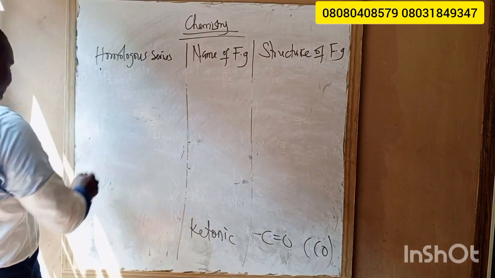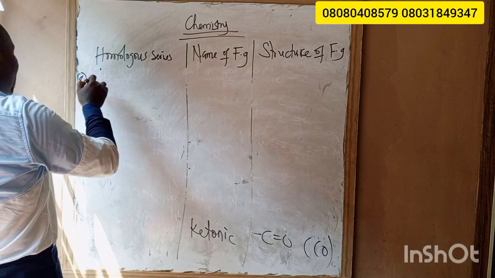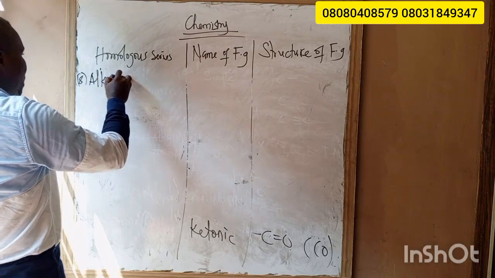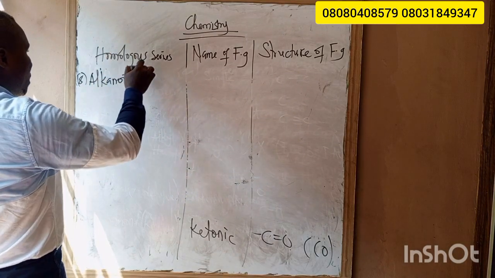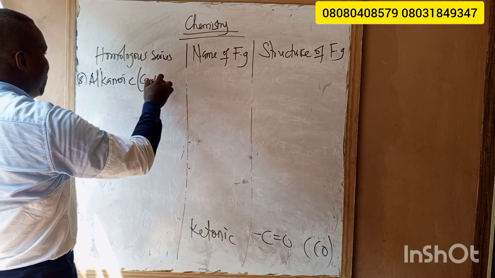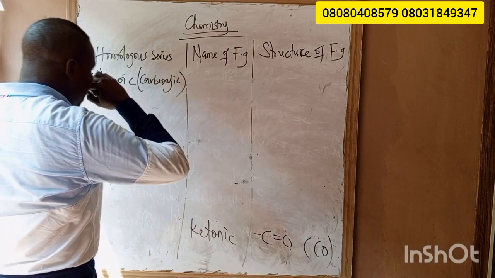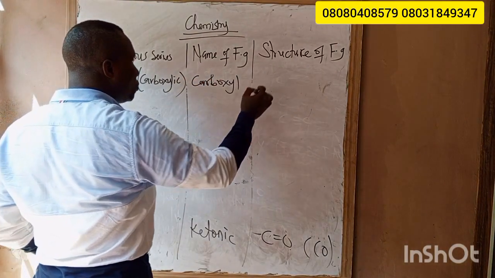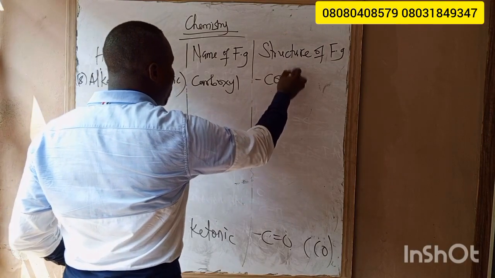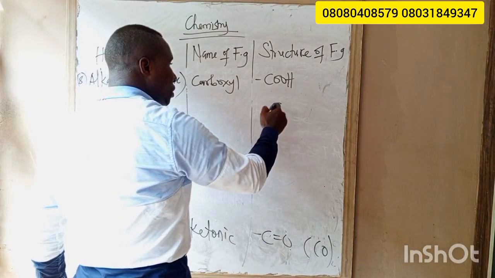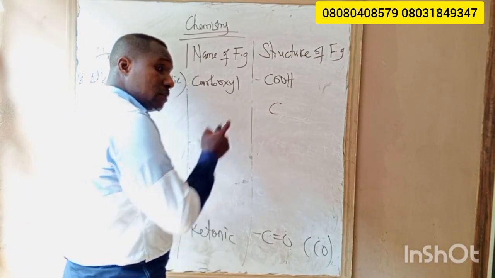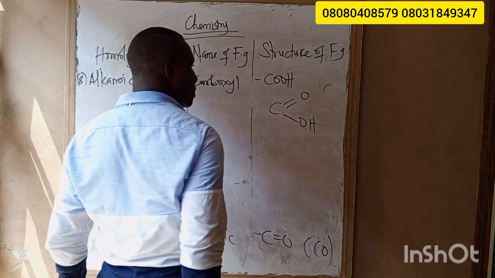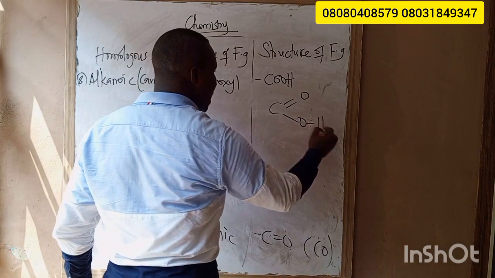Next one, number 8. We have alkanoic acid. Alkanoic acid is what? Carboxylic acid. The name of the functional group is carboxyl, which is what? COOH, which can be drawn like this. This one always comes out in JAMB. Take note. Double bond, then OH. You can write it like this, draw it like this.